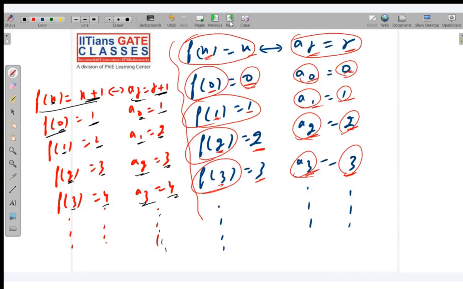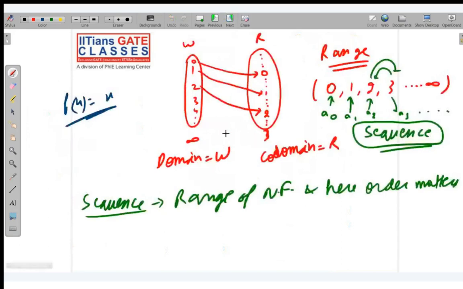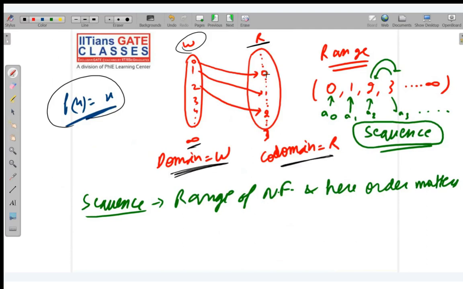Now see this, f(x) = x. If this is a function, the whole numbers are 0, 1, 2, 3 up to infinity. Domain is whole numbers, and codomain is real numbers. So we have taken just 0, 1, 2, and so on. So the range is 0, 1, 2, 3 up to infinity. That is the whole numbers only.